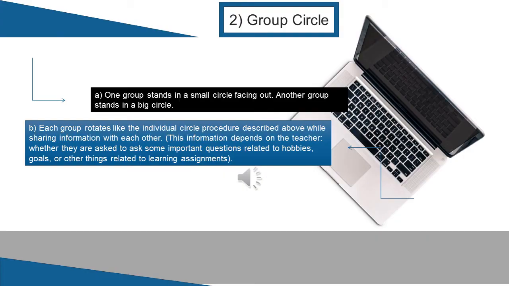Group circle. One group stands in a small circle facing out. Other groups stand in a big circle. Each group rotates like the individual circle procedure described above while sharing information with each other. This information depends on the teacher, whether they are asked to answer some important questions related to hobbies, goals, and other things related to the learning assignment.